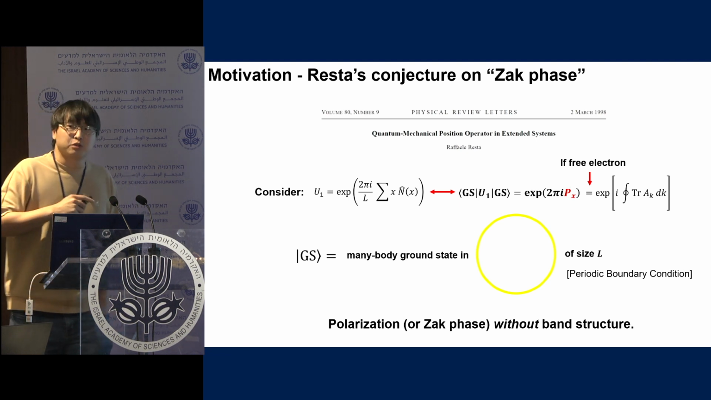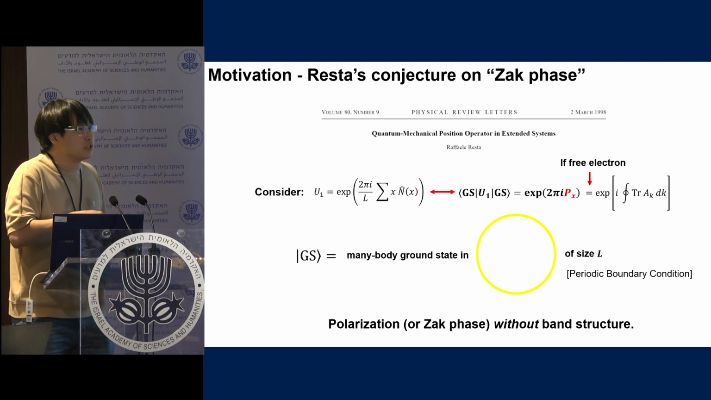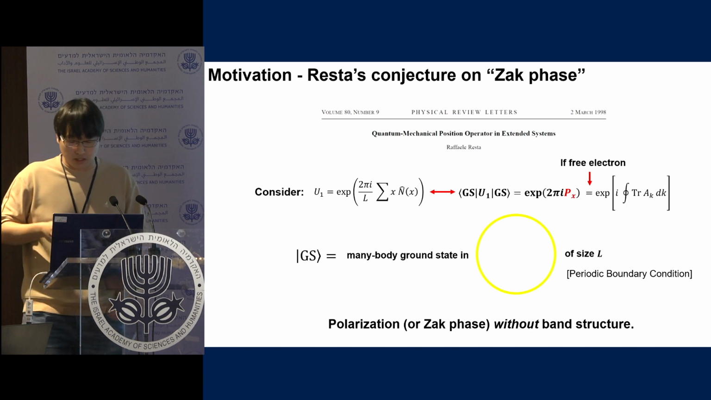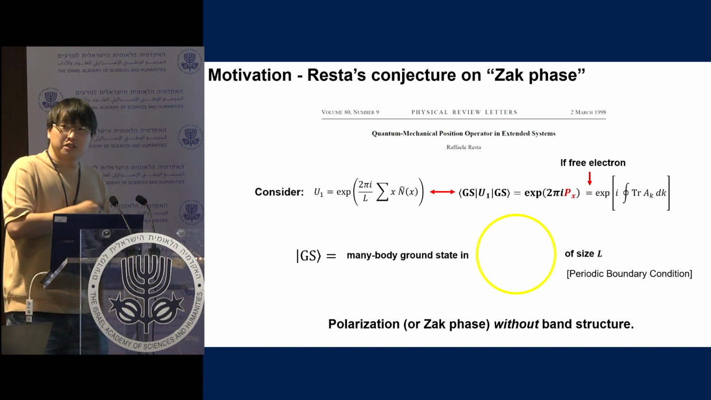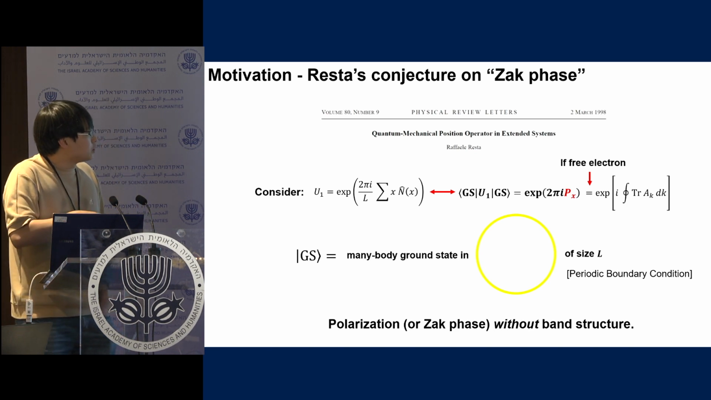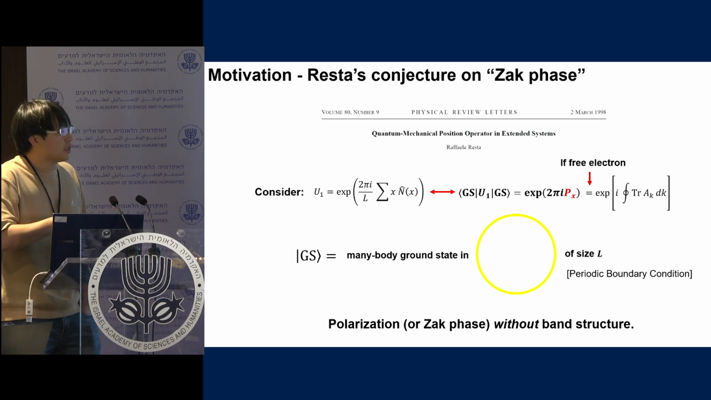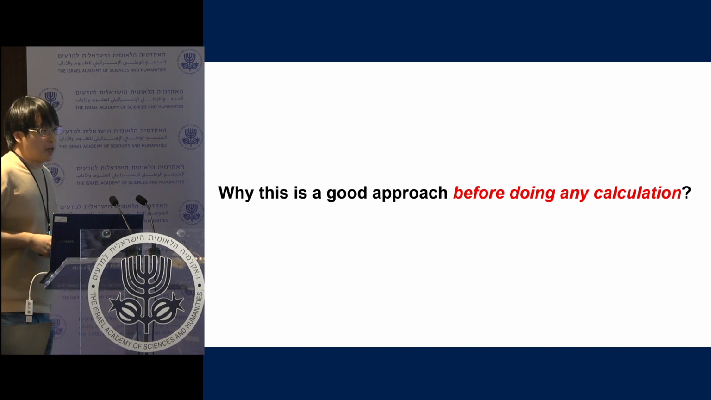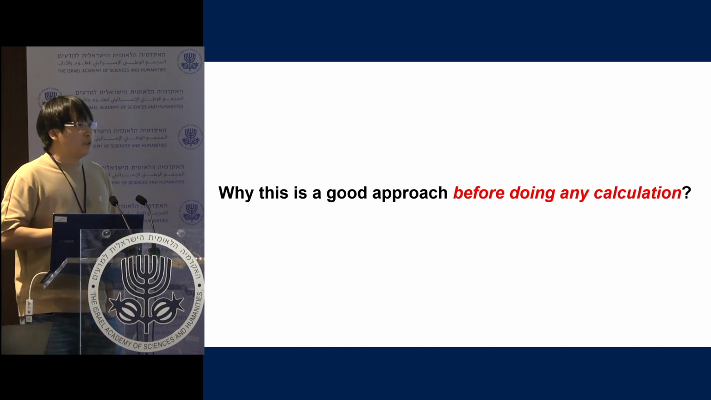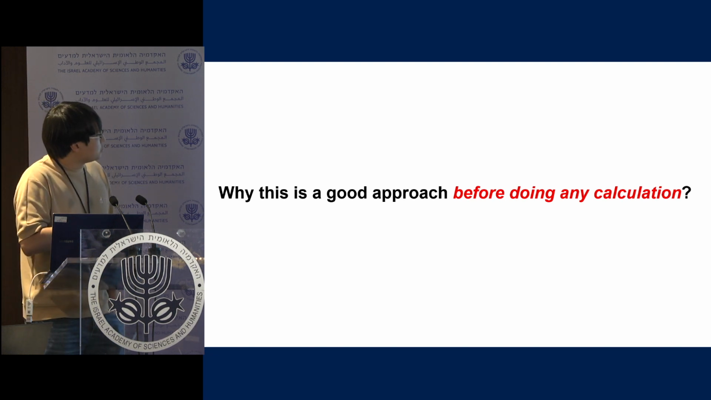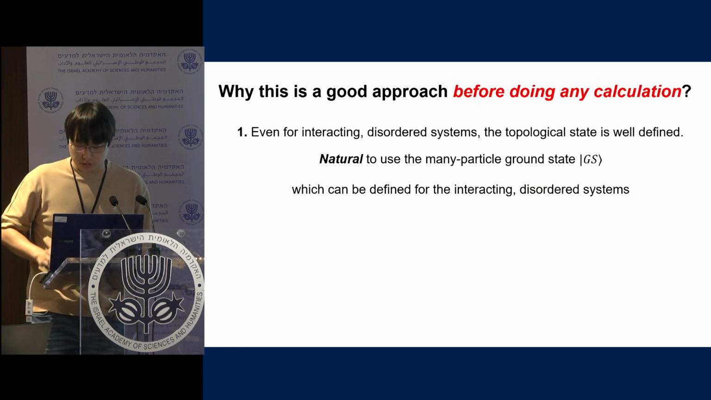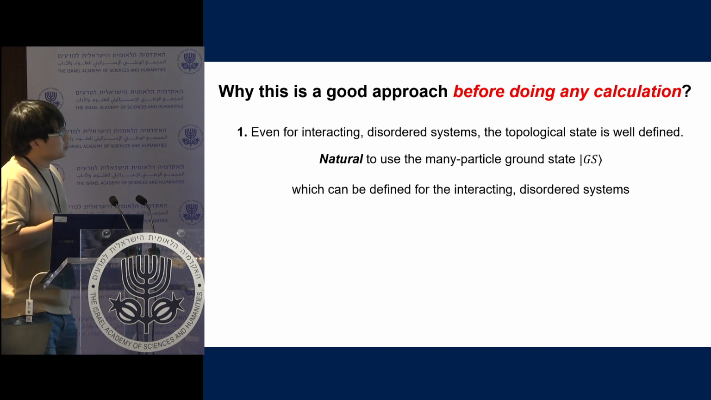Actually, for the free electron, you can prove it's really the polarization because you can calculate this one in terms of Bloch states. Then you find the Zak phase that we encountered before. So this actually showed a way to calculate the band topology without any reference to the band structures. So I'm going to show a similar formula, but I just want to show you why this could possibly be a good approach before doing any calculation. So why could this be a good approach?